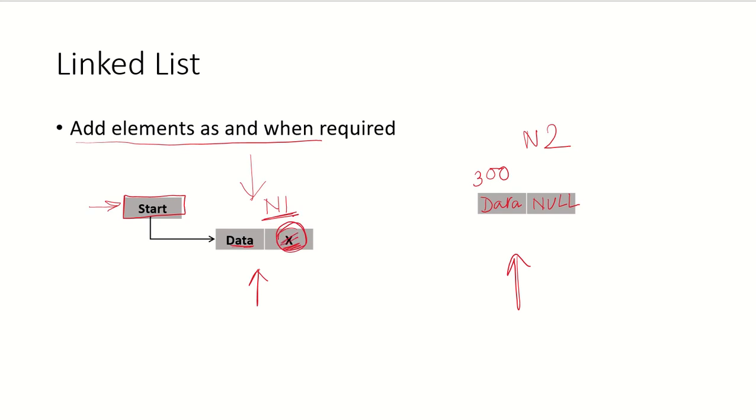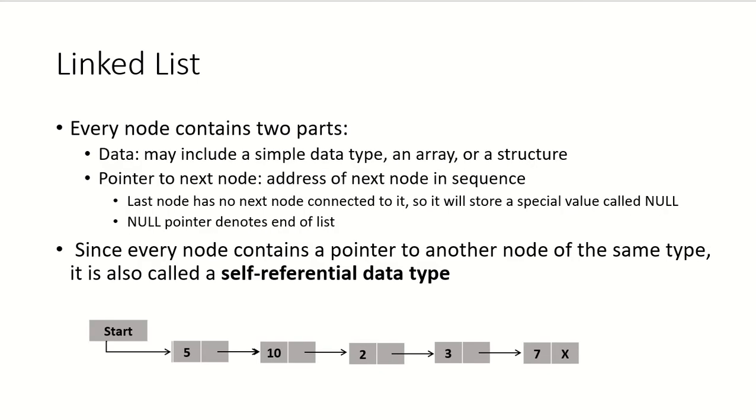So we can put a value of 300 over here in this address. As soon as we put a value of 300, this will start pointing to the next node. That means n2 has been added to this list. So this is the way we can add elements as and when required.